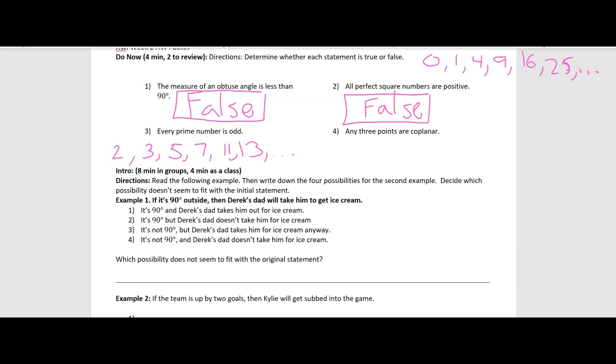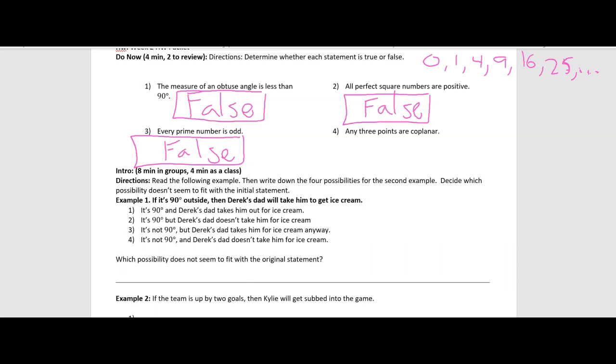If we think back to the definition of a prime number, it means that it only has 2 factors, 1 and itself. So 2 only has 2 factors, 1 and 2, but it is even because it is evenly divisible by 2. So this statement is also false because we just found a counterexample. And number 4 says any 3 points are coplanar.